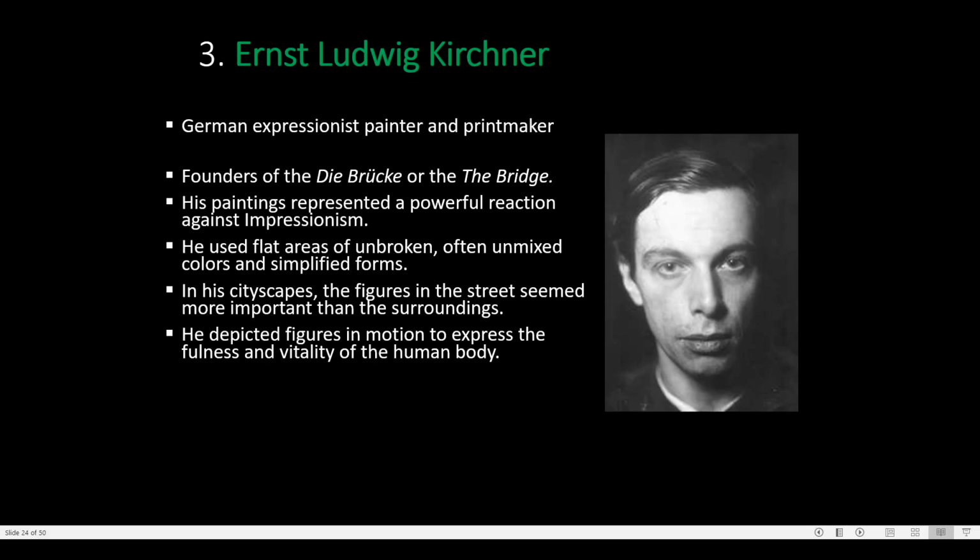He used flat areas of unbroken, often unmixed colors and simplified forms. In his cityscapes, the figures in the street seemed more important than the surroundings. He depicted figures in motion to express the fullness and vitality of the human body. Inspired by Van Gogh's landscape paintings, Kirchner used pulsating shades of violet, blue, green, and yellow to depict rural scenes.